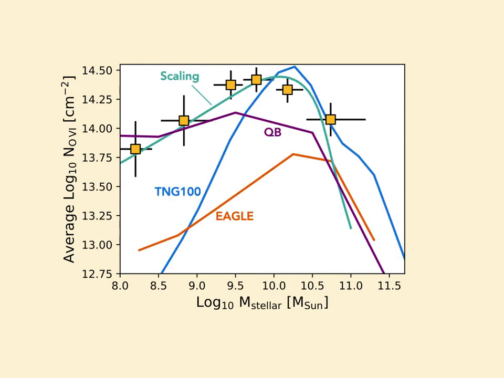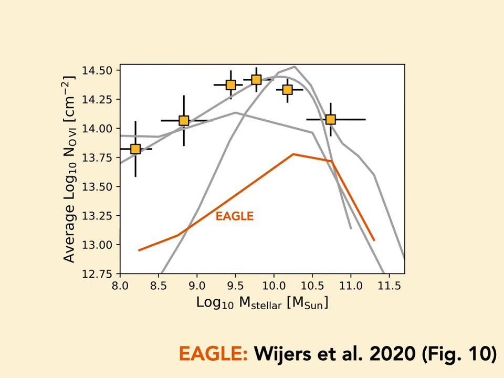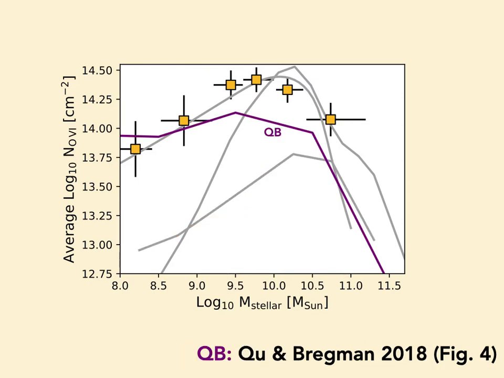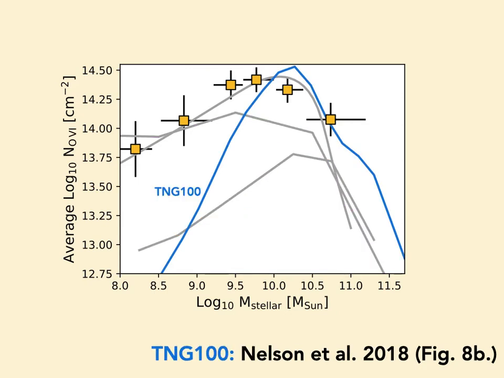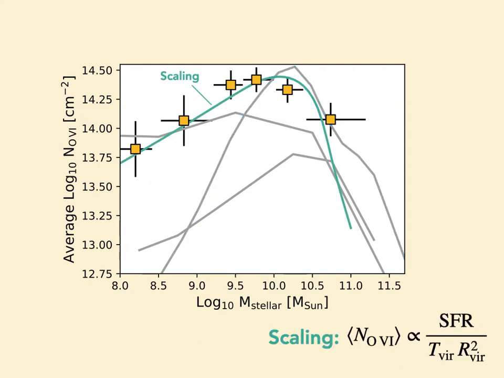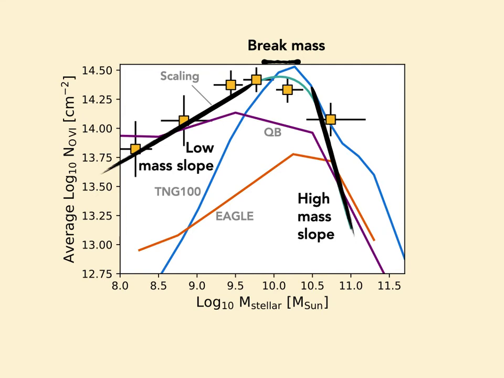These curves are predictions for the average O6 column density as a function of host galaxy stellar mass. The predictions come from the EAGLE simulation, the Chu and Bregman 2018 model, the IllustrisTNG simulations, and we also show that scaling relation. The curves resemble broken power laws. We can summarize them with 3 numbers: a low mass slope, a break mass, and a high mass slope.